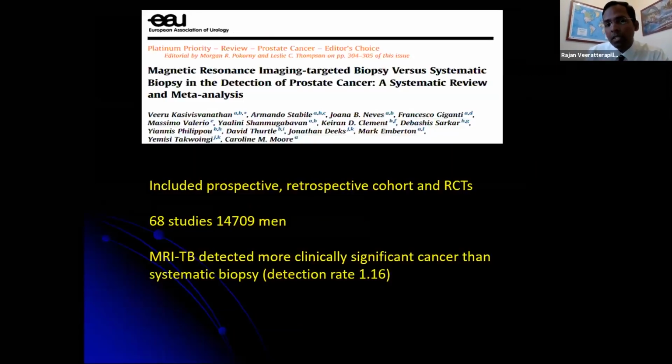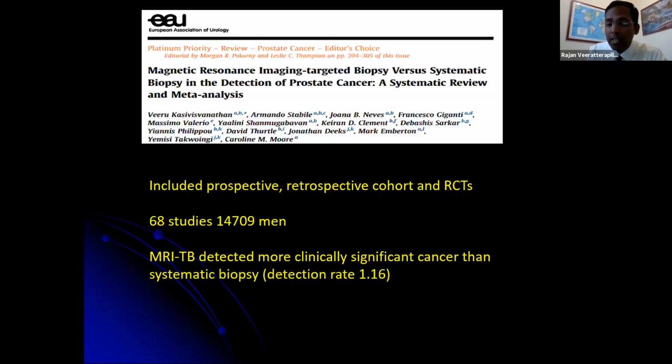This was a systematic review of over 14,000 patients, and they pooled lots of different studies, including prospective, retrospective, and RCT studies. So one of the criticisms of this study, perhaps, is that it did have a lot of heterogeneous type of population of patients in this. And this actually showed that a targeted approach was better than a systematic approach. So there's a bit of controversy as to what the best approach is.